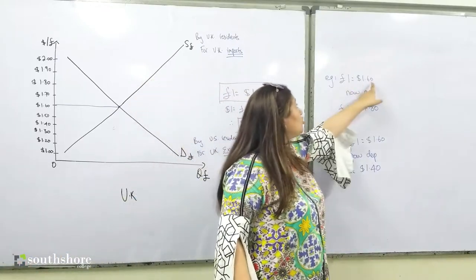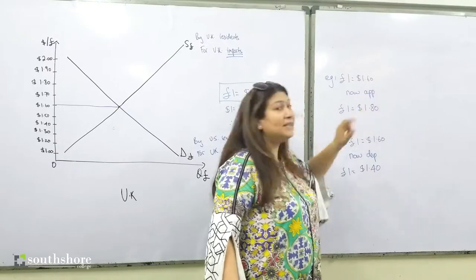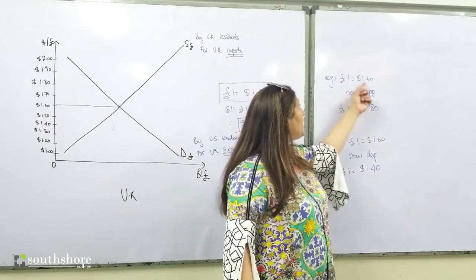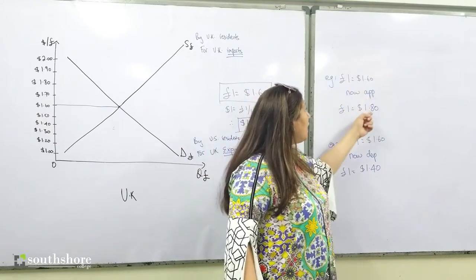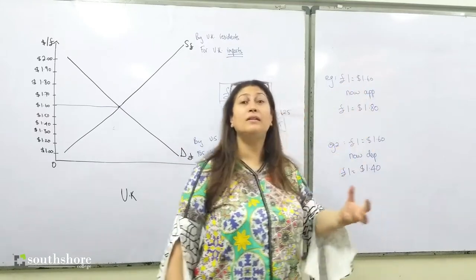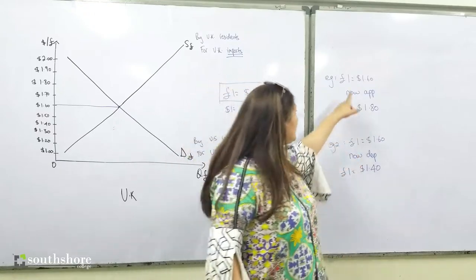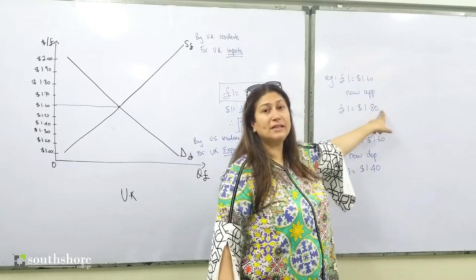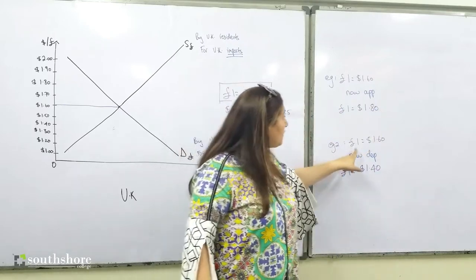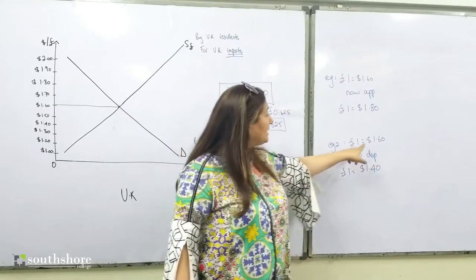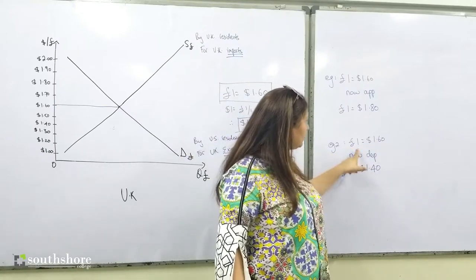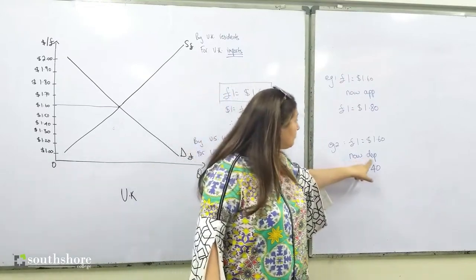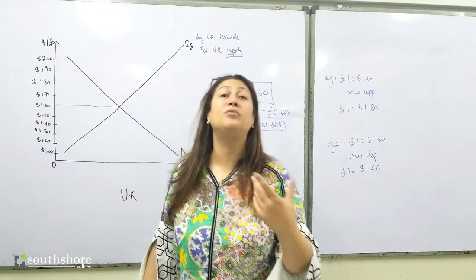If the pound is getting stronger, it means the dollar is getting weaker. And how can I use these numbers to prove that? In order to buy £1, I only needed $1.6. Now I need $1.8. My currency has become weaker. This is an appreciation of the pound, but a depreciation of the dollar. You must understand this. Similarly, now if my pound has depreciated, earlier I needed $1.6 to buy £1. Now I only need $1.4 to buy £1. So if the pound has depreciated, it means the dollar has appreciated.